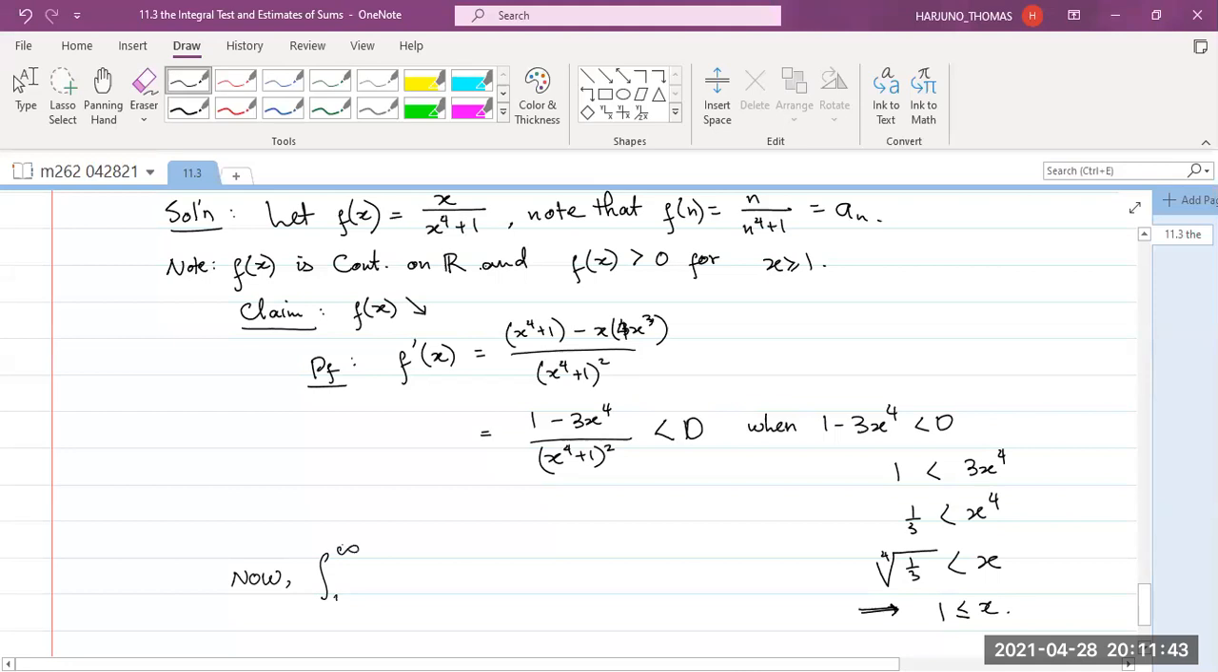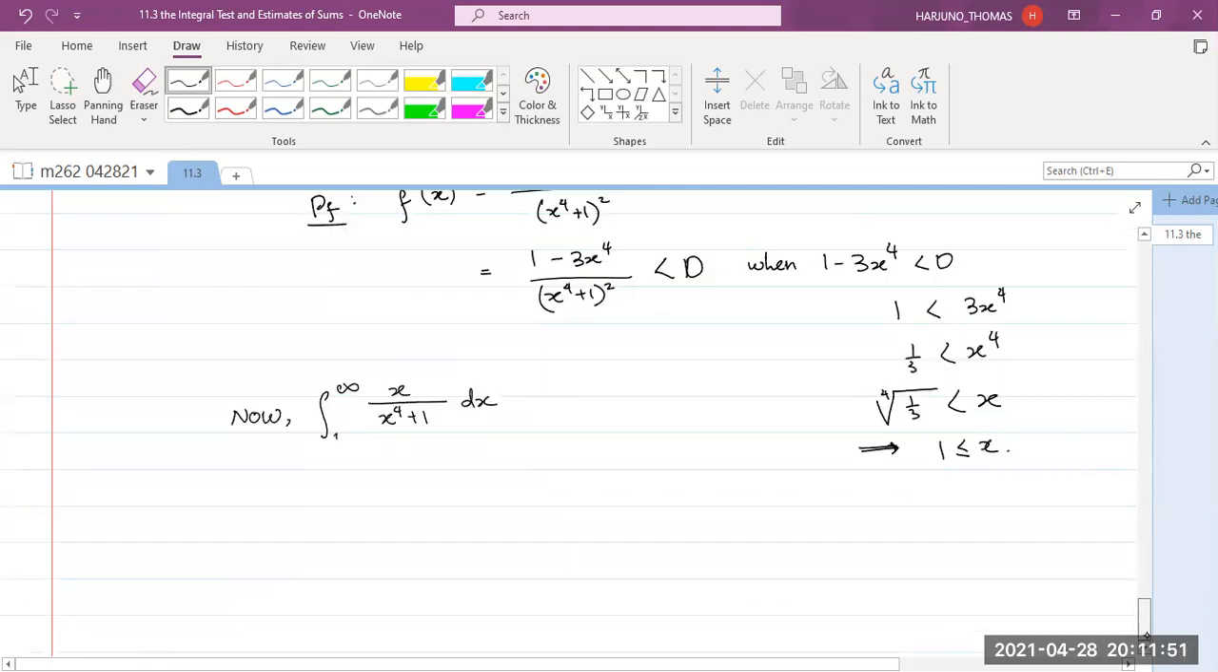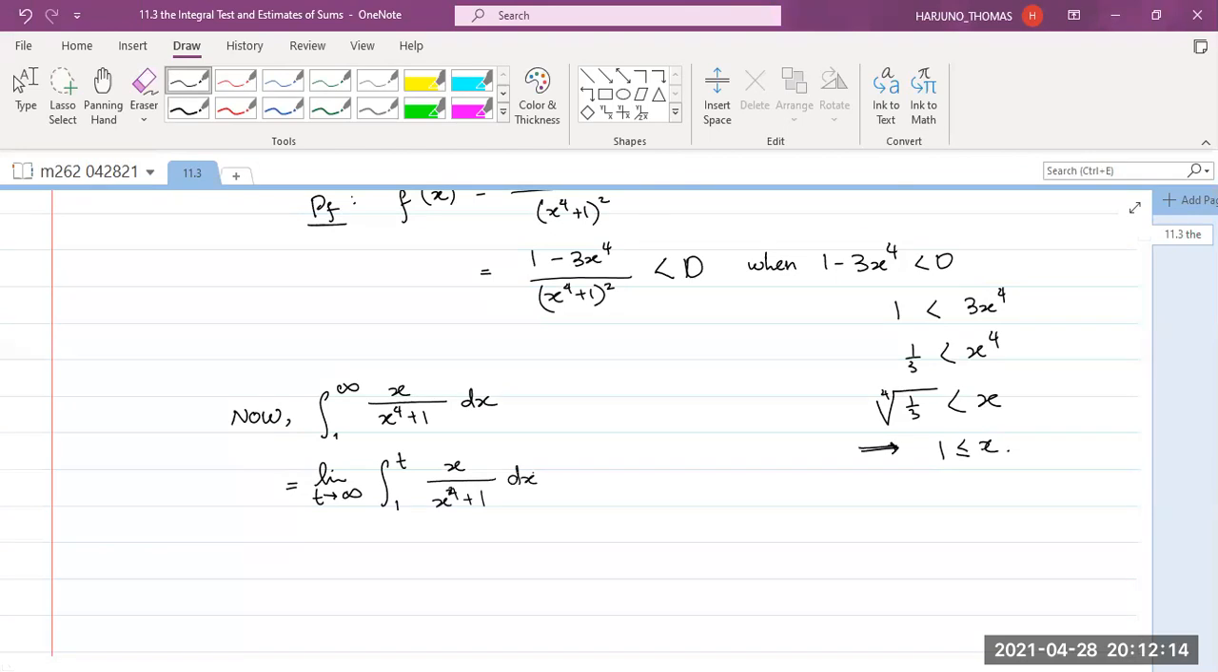Integral from 1 to infinity of x over x to the 4 plus 1 dx. First, we take care of the infinite domain, right? Limit t goes to infinity of integral 1 to t of x over x to the 4 plus 1. Now you tell me what to do from here. This is what happens if you don't learn the comparison theorem first. Any idea how to integrate this?